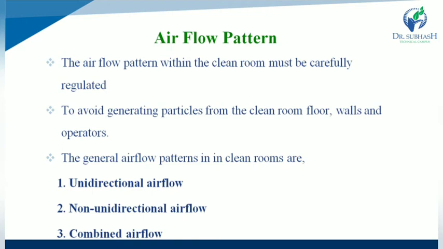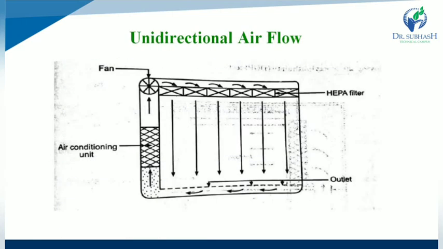So in unidirectional airflow, that is the figure of unidirectional airflow. Fan is present, air conditioning unit is present. On the left side, HEPA filter and outlet is present. So in unidirectional airflow, the air within the room is moved with a uniform velocity along parallel flow lines, and air enters the room through a bank of filters and exits through a bank of outlets comprising the opposite wall or the floor.